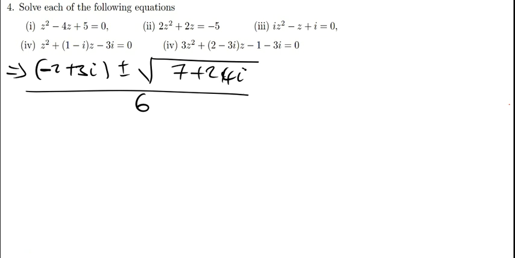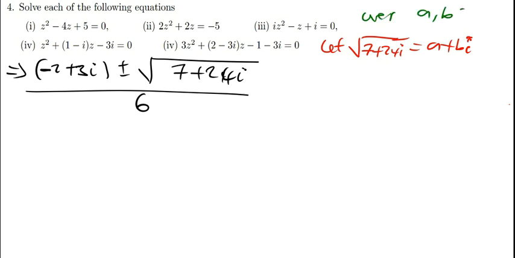At this point, what we need to understand is that we need to find the square root of 7 plus 24i. So you say let the square root of 7 plus 24i be equal to a plus bi. So we're trying to find the value of a plus bi, where a and b are members of the real numbers.